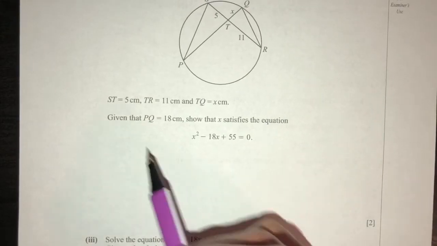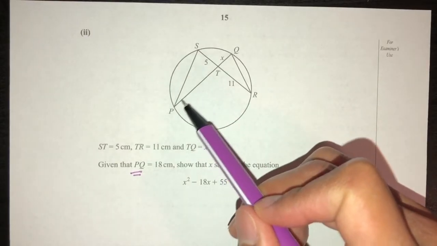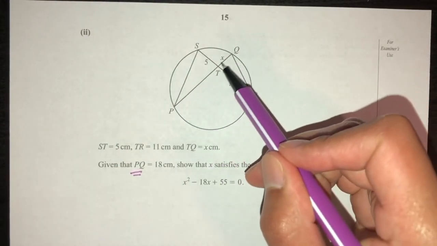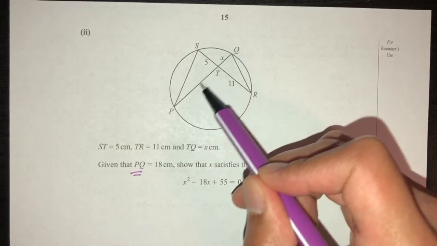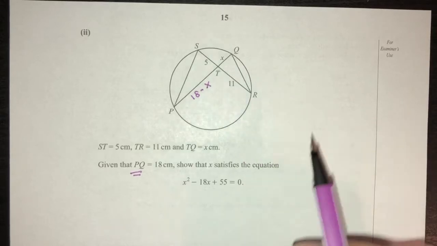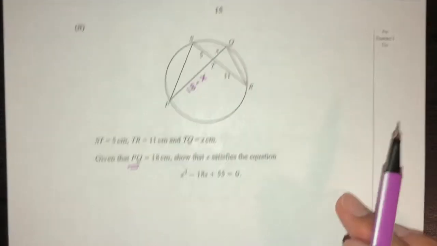It says, given that PQ is 18, so where's PQ? This big length is 18. So if PQ is 18 and this is X, what is PT? PT will be 18 minus X, right? That is, by derivation, PT will be 18 minus X. That is your first part.